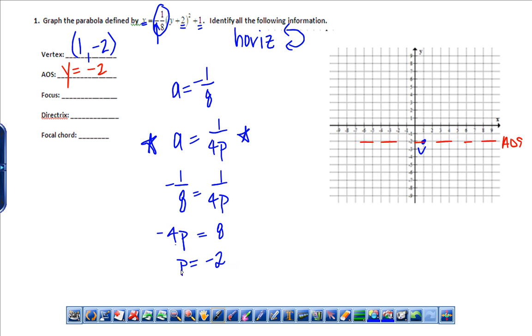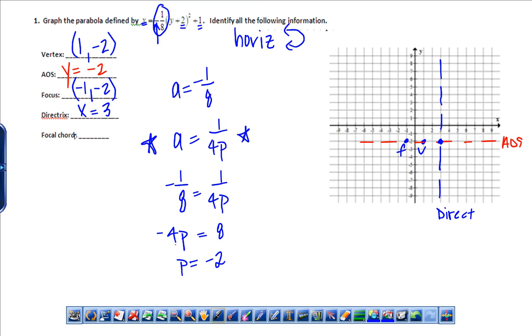Now remember, p is your distance from your vertex to your focus and directrix, in each direction. So if I go 2 this way, thinking absolute value, and 2 this way, I get my focus and my directrix. Because I know it opens to the left, this is my focus, and this is my directrix, and I'm going to go ahead and draw it as a line, because this is my directrix. Okay, so the focus would be negative 1, negative 2. My directrix is an equation, and it's x equals, so x equals 3.